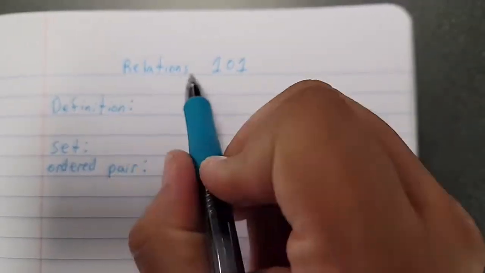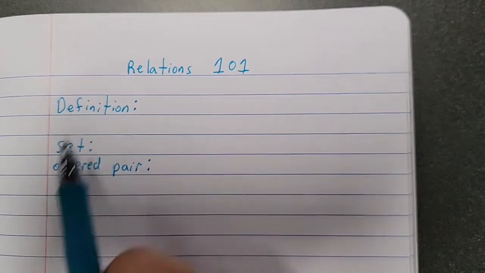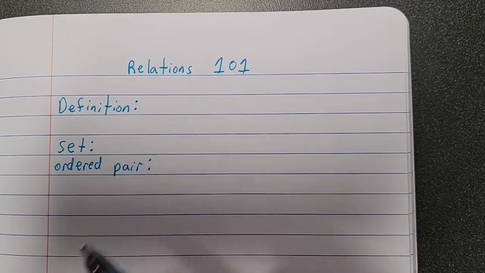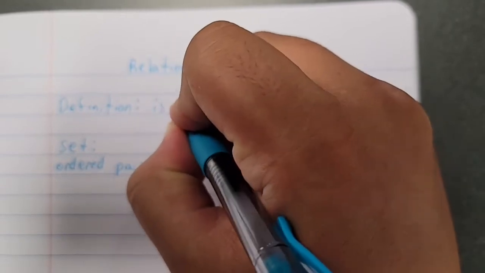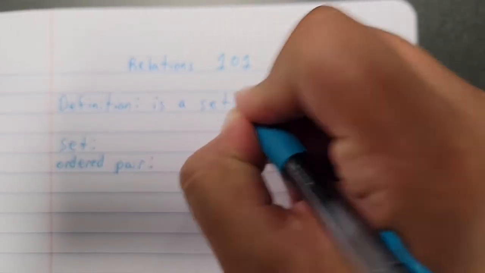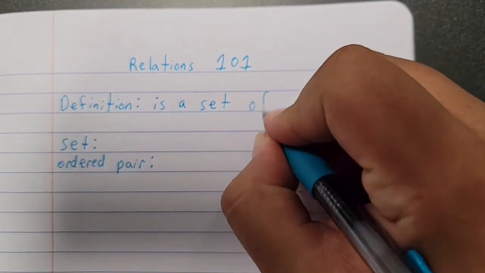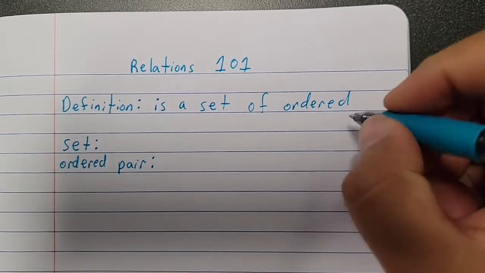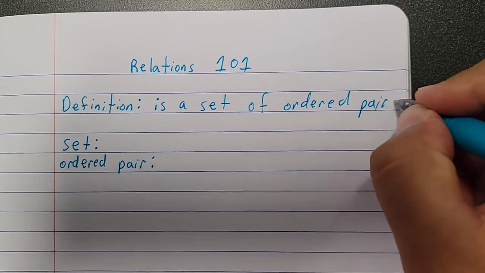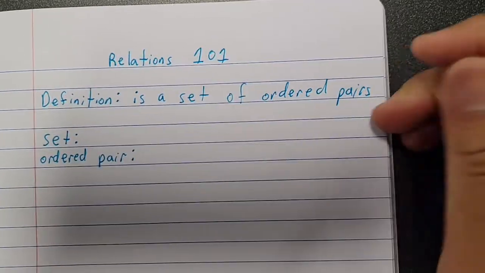All right, so we have Relations 101. So what is a relation? A relation basically is a set, right, of ordered pairs. All right, a set of ordered pairs.